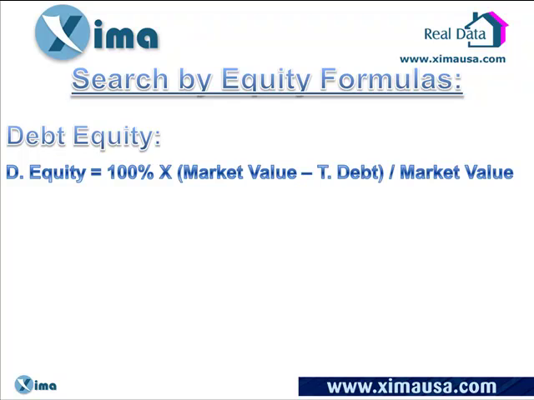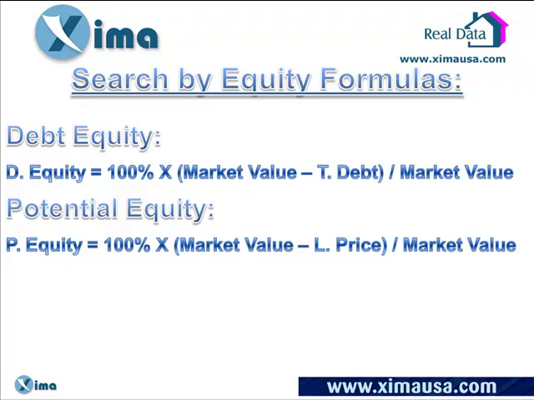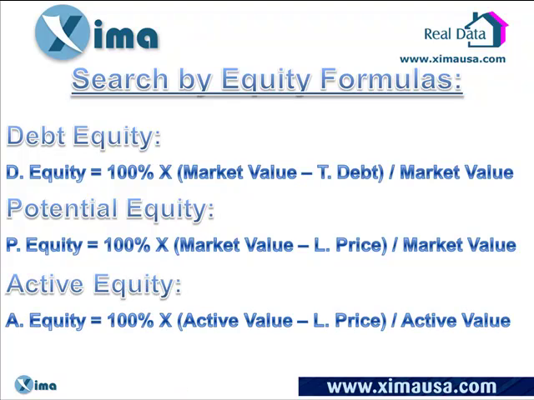Then to calculate potential equity, we multiply 100% by the difference between market value and listing price, and we divide it by the market value so that we can get a percentage number. And to calculate active equity, we multiply 100% by the difference between the active value and the listing price of the property, and we divide it by the property's active value. That's how we calculate all three different equities for you.